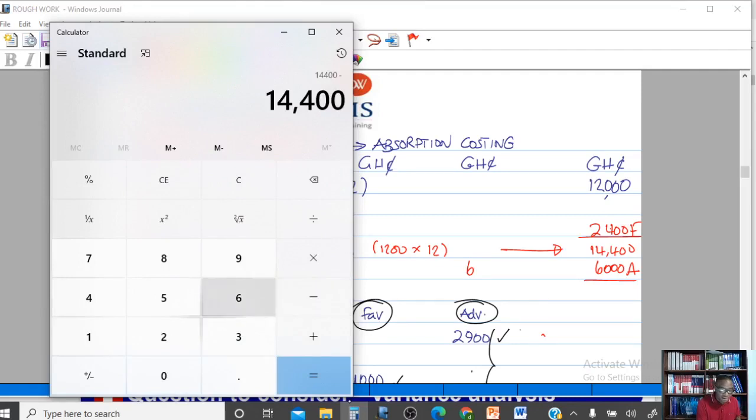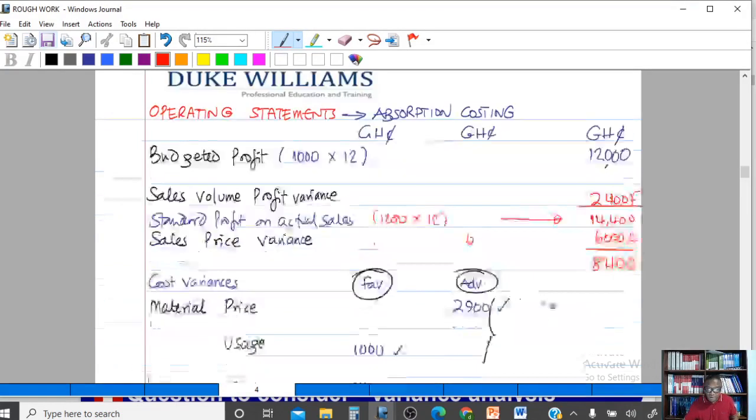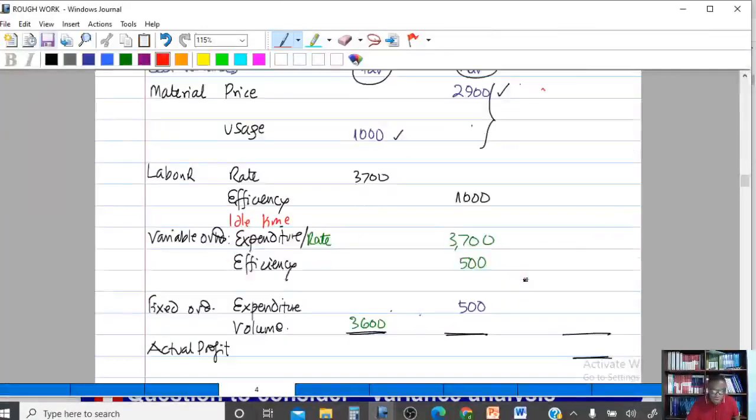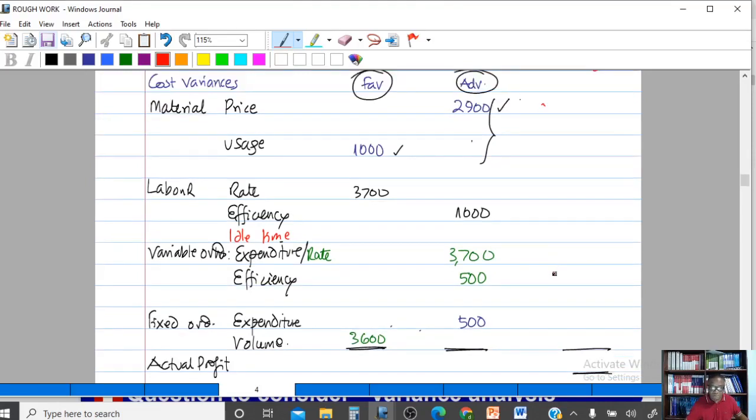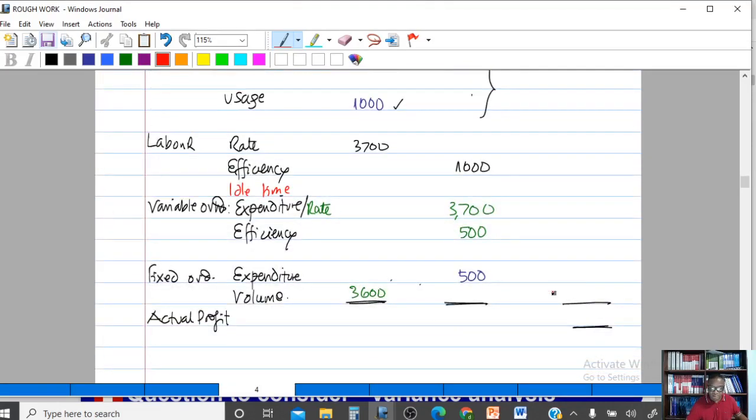Knock out 6,000, and that is 8,400. Now you don't attach any sign to it. So what you then do is you're going to find the total favorables, total adverse, and then you put them there against that. So let's do that.